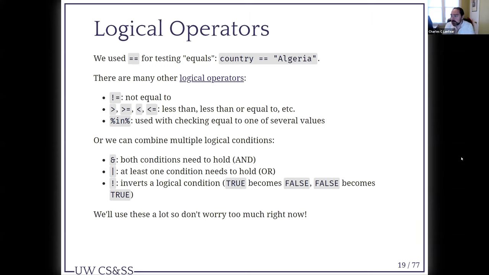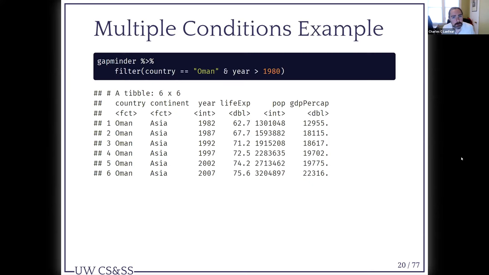Okay. Let's start using the stuff. Or actually, no, I think I got a diagram first. No, multiple conditions first. Okay, so maybe we want to run multiple statements simultaneously. Like I said, you can use the AND operator for that. So maybe what I want is to get all of the observations specifically for the country Oman and only after the year 1980.